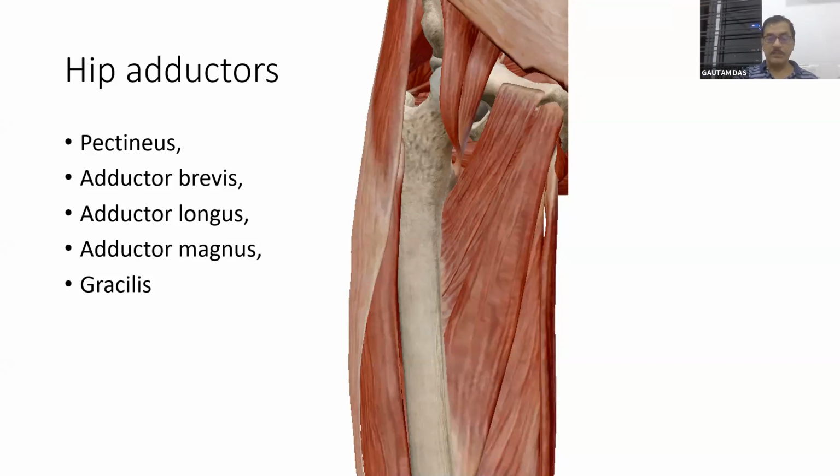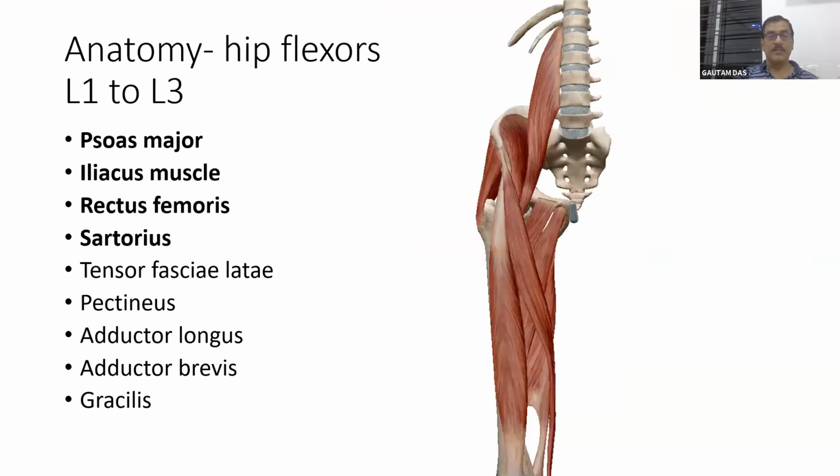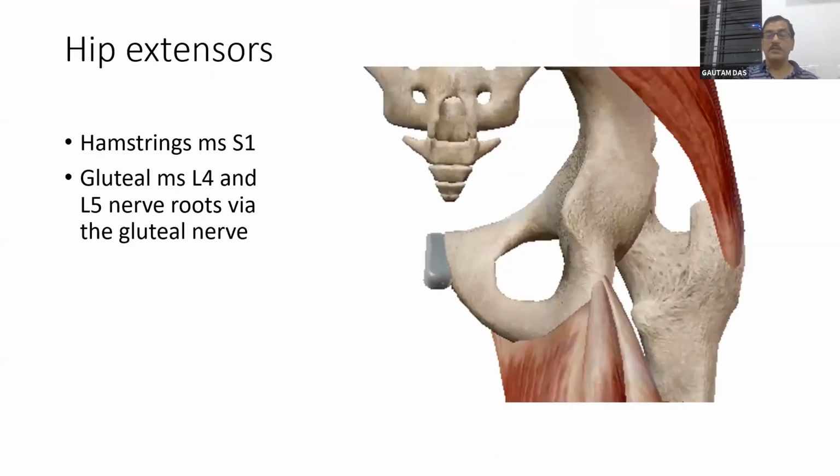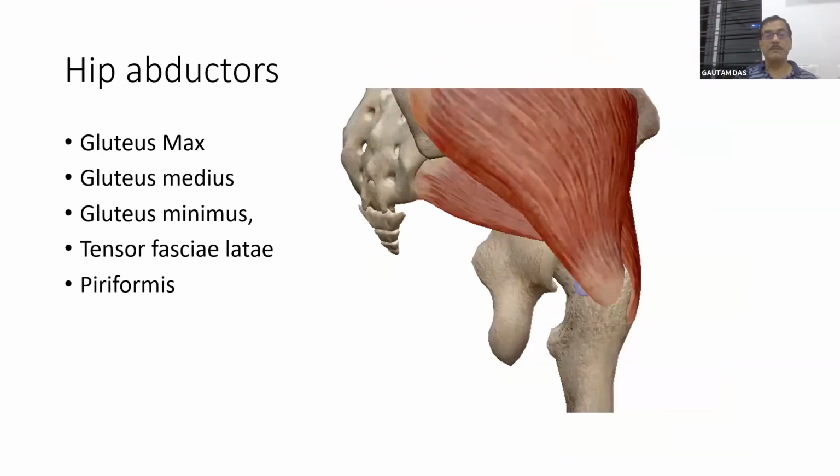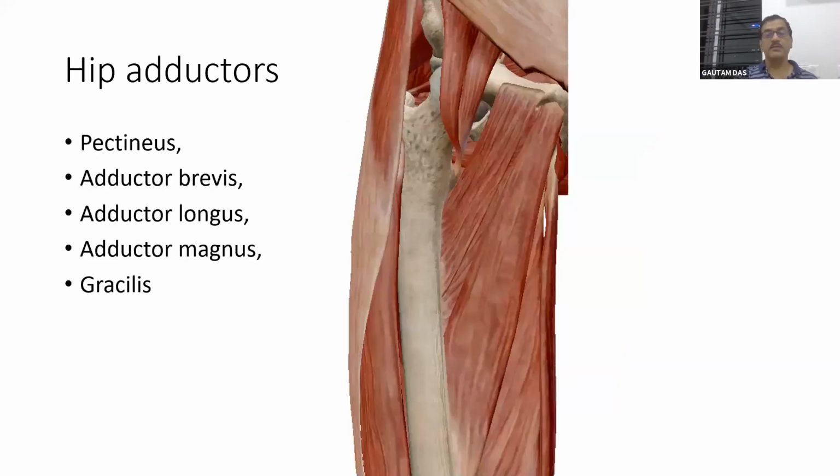So let me again repeat. Hip flexors: the muscles are iliopsoas, rectus, sartorius, and partly other muscles, and supply is from L1 to L3. Then comes your hip extensors, the hamstring muscles and the gluteus muscles. Their supply is by L4, L5, and S1. Then comes your hip abductors. Apart from the gluteal muscles, we have the tensor fasciae latae and the piriformis. And again, supply is L4, L5, and S1. And then comes your hip adductors: the pectineus, adductor longus, adductor brevis, adductor magnus.